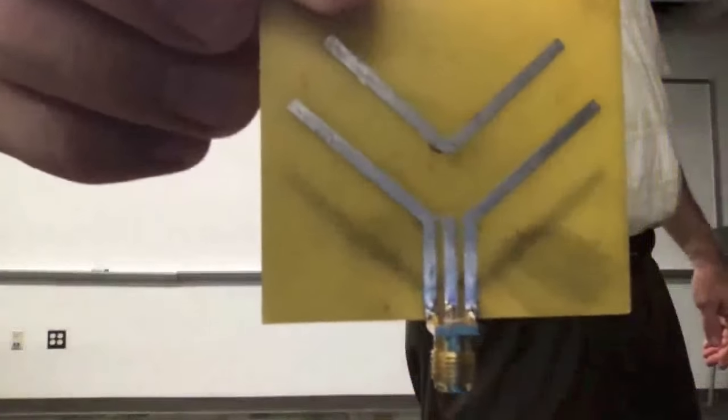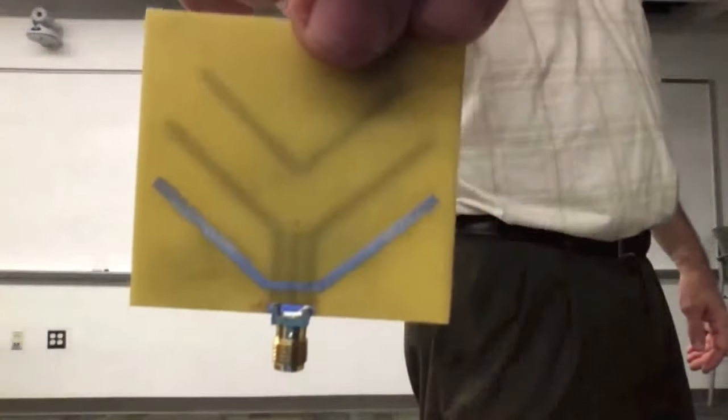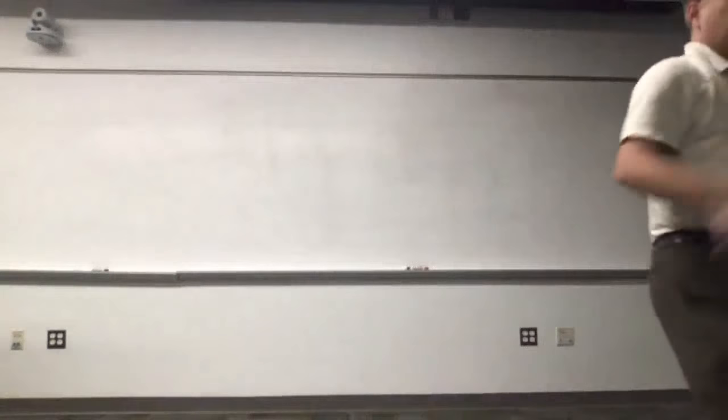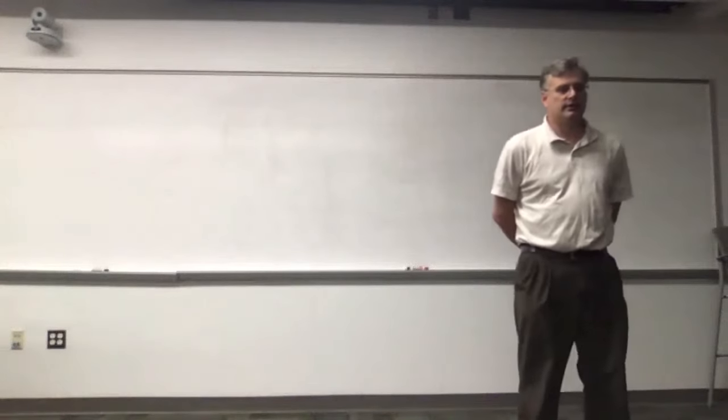Here's the Yagi Buddha array. That's a V dipole. And the trace on the back, SMA connector. 10 dBi gain in that direction. Pretty good front to back ratio too. Yes? Is the trace on the back?